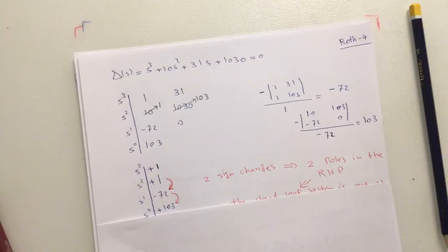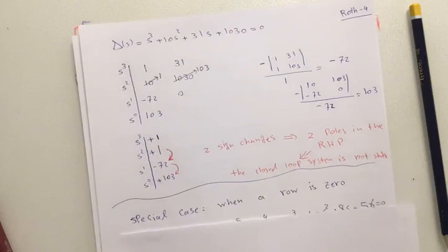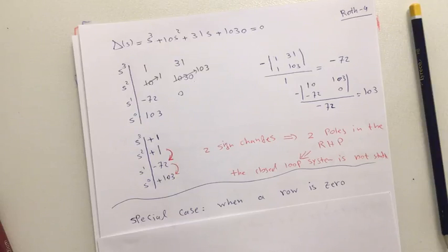But there is a special case. Actually there are 2 special cases. I will skip one of them, which is not that important, but the other one, because we are going to use it later when we design a controller, I will talk about briefly. So there's a special case when a row is 0. I will show you why this is a special case, and why it is important. You will see that in the next example.